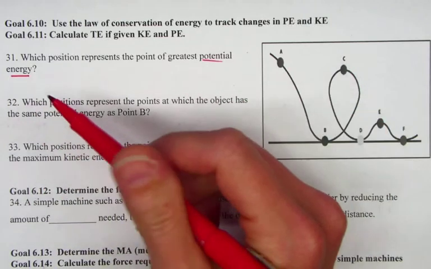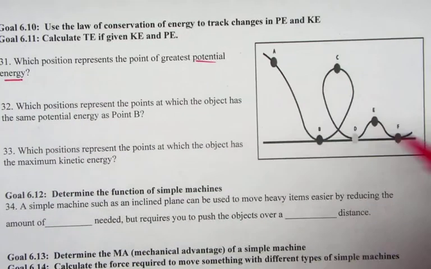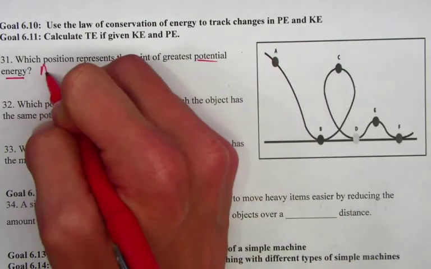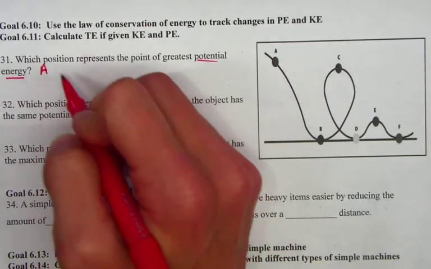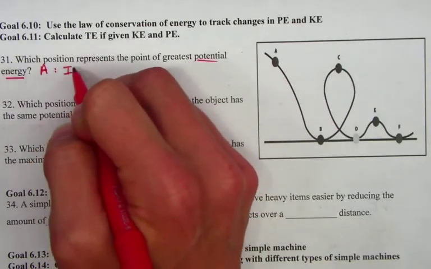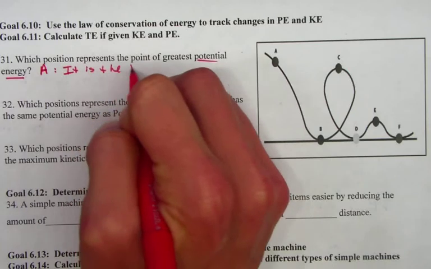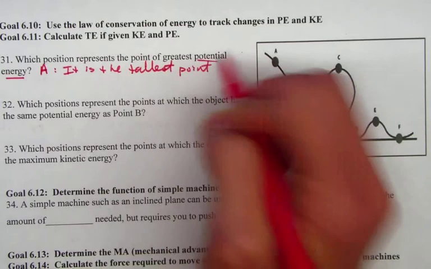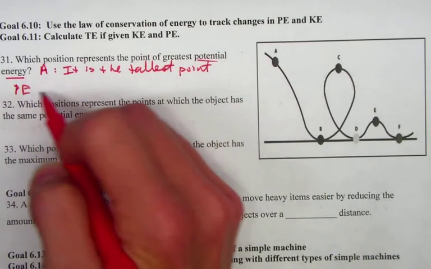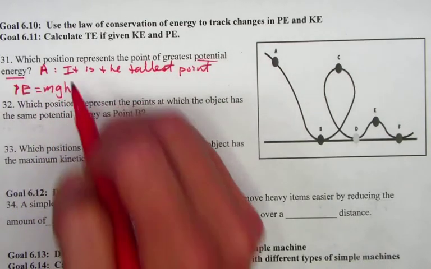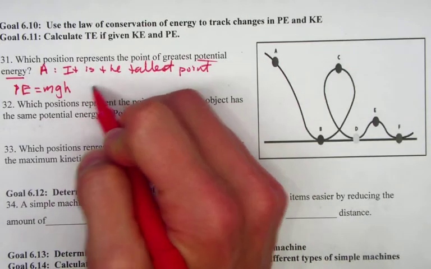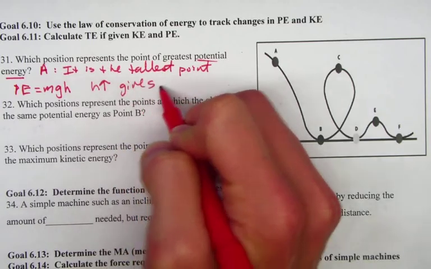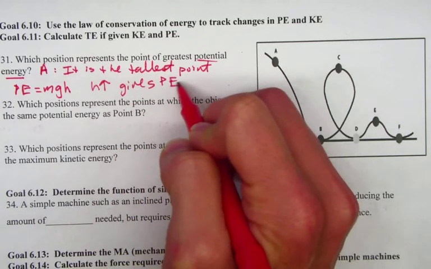Potential energy is the energy due to position. So if I'm looking at this, the highest spot is A. All right, so A is the answer because it is the tallest point. Okay, so if you remember, potential energy equals mgh. So the biggest height gives a greater potential energy.